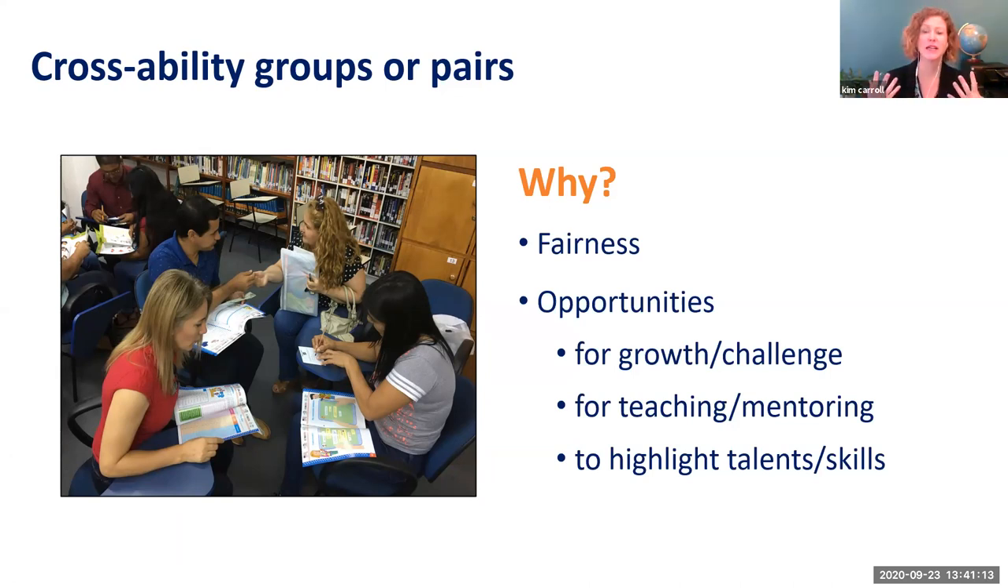And it's also a really nice opportunity to highlight talents and skills that a learner might have. For example, I had a learner once who felt really bad about her low reading ability. She felt like she was not as good as the other students in the class, but she was a really great English speaker. And so I could arrange groups so that sometimes we could highlight the fact that she had a really high level of speaking, and that helped her to feel more balanced about where she was with her reading. So those are some reasons why we can use cross-ability groups.